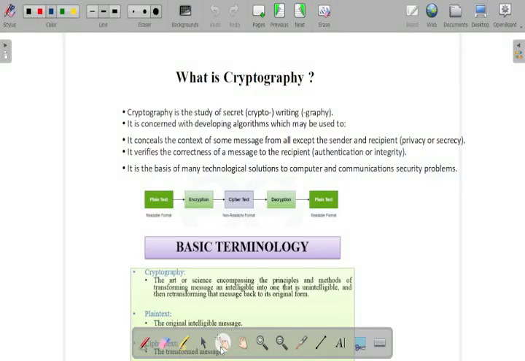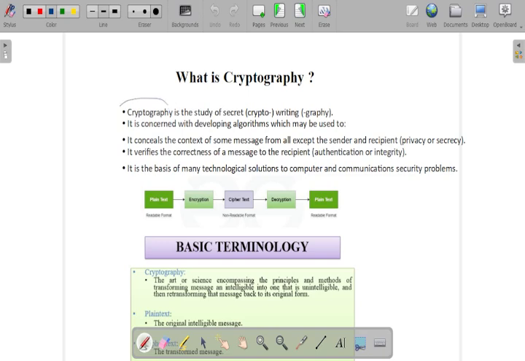Hello everyone, in this video I am going to explain the concept of what we mean by cryptography and what the basic terminologies of cryptography are. So first of all, we will see what we mean by cryptography.